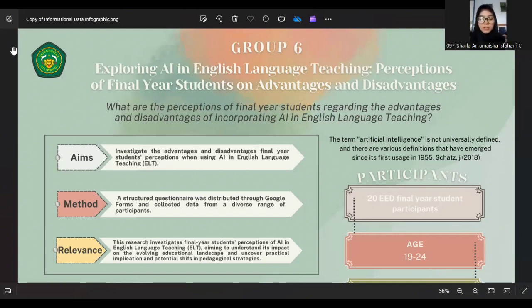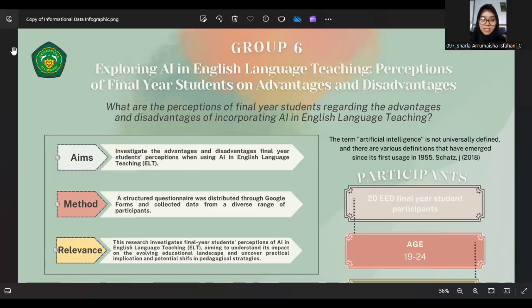So here I'm going to explain the aims, the method, and the relevance. The aim of the study is to see the advantages and the disadvantages the final year students face while using AI in the context of ELT. By understanding both of these points, the students can prepare themselves for the integration of AI in the context of ELT. Next, I'm going to explain about the method.